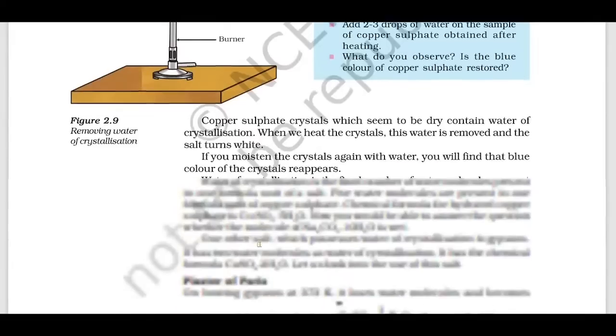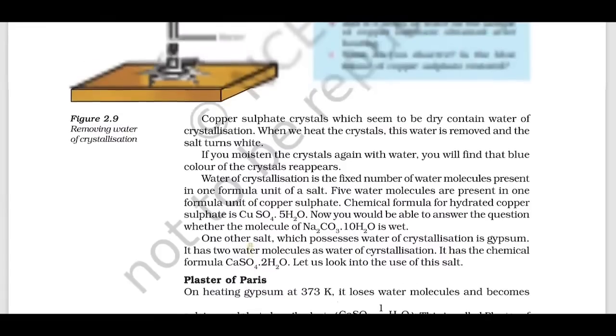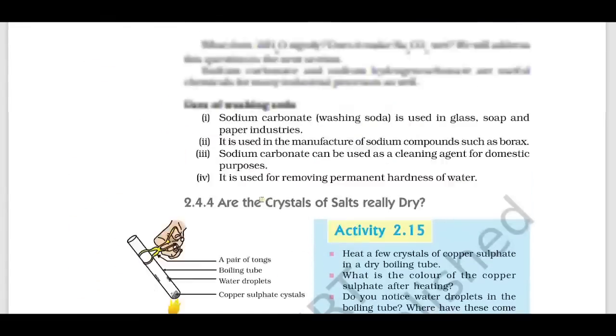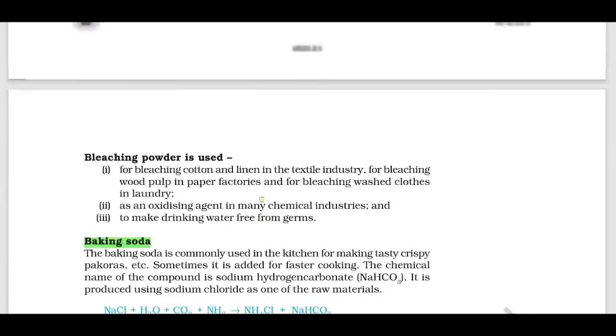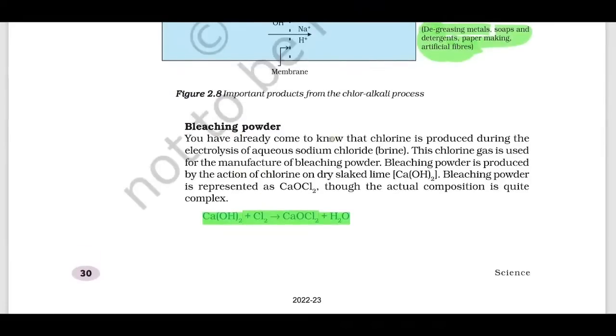And also the POP and also the concept of water of crystallization is also very important. Now we'll see each of bleaching powder. How bleaching powder is produced? Bleaching powder is produced by the action of chlorine on the dry slaked lime, that is calcium hydroxide. The chemical name for bleaching powder is CaOCl2.